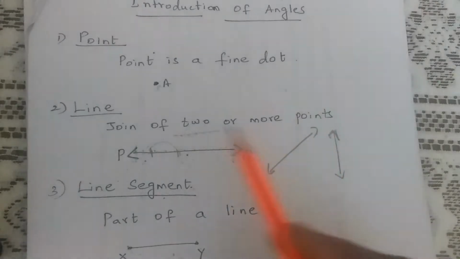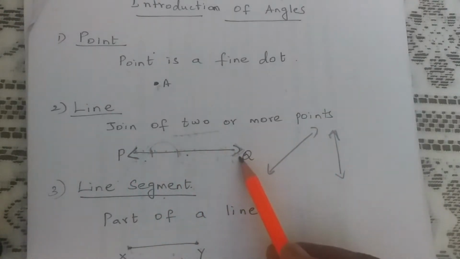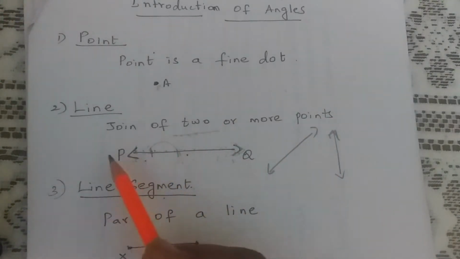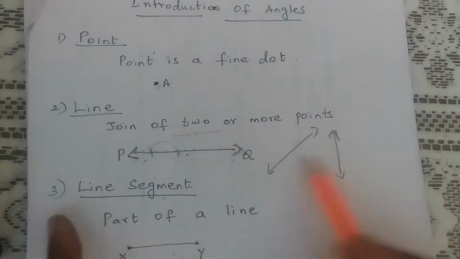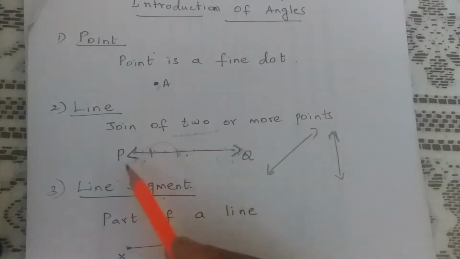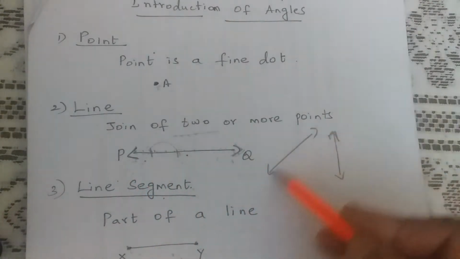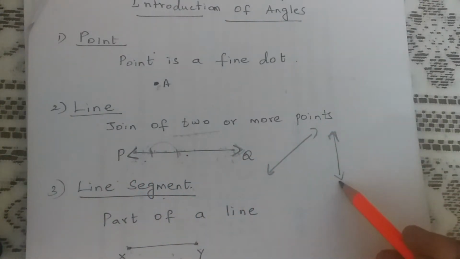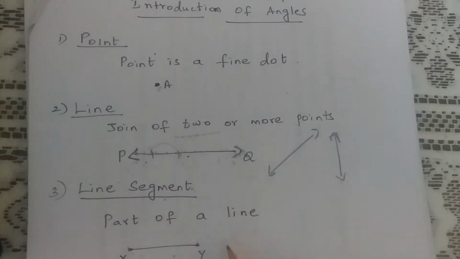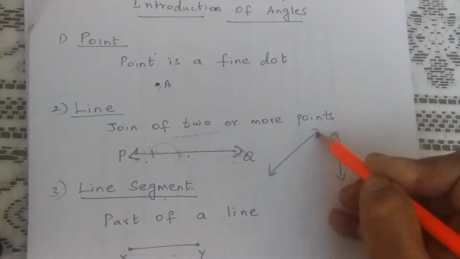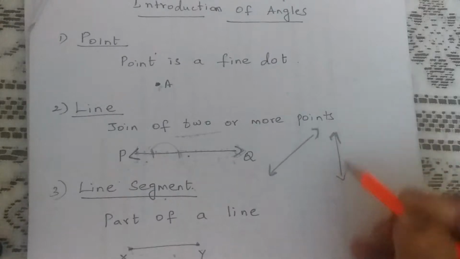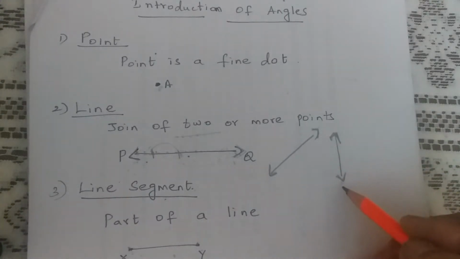There is no end. There is no starting point. There is no ending point. Endlessly the line, we can increase the line. We can make the line longer and longer in both the directions. So a line can be drawn in any direction. This is also a line. Even this is a line. Even this is a vertical line. It can be drawn in any direction. But you have to put two arrow marks. That means it shows line has no end points.